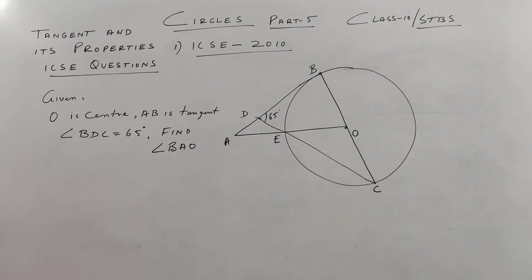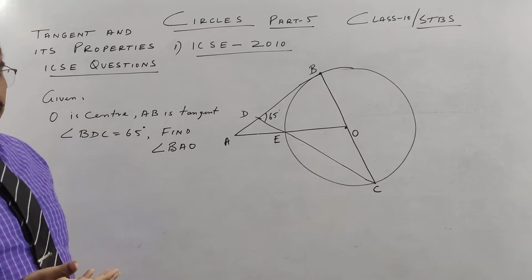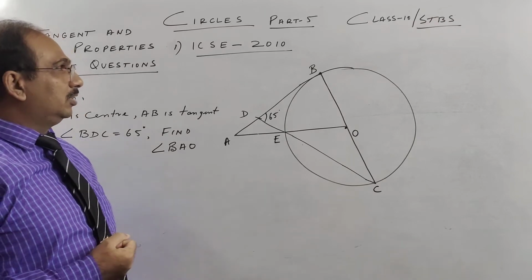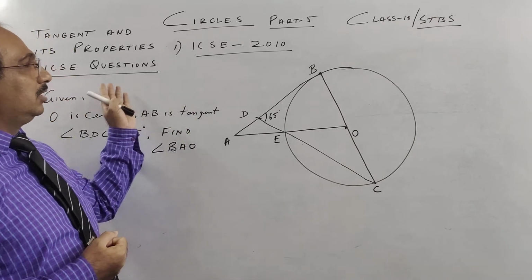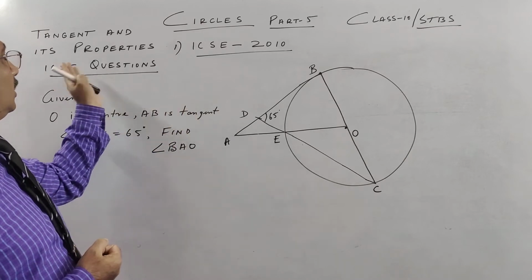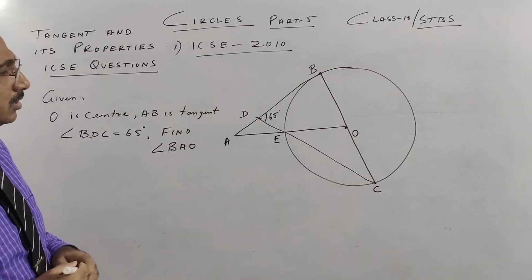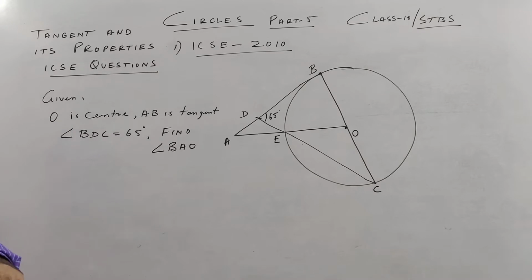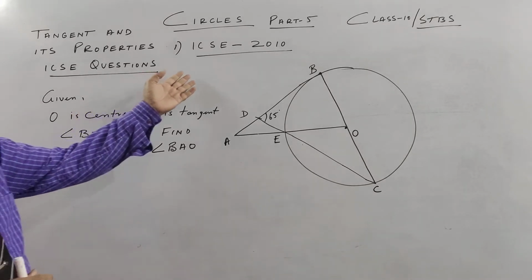So hello children, now we move on to part 5 of our video lessons on circle. You have already seen 4 parts of my video lesson. Part 4 you have seen, I have done 3 ICSE questions on tangent and secant properties. Here I am going to do 2 more sums for you. So here we start. This is ICSE 2010.